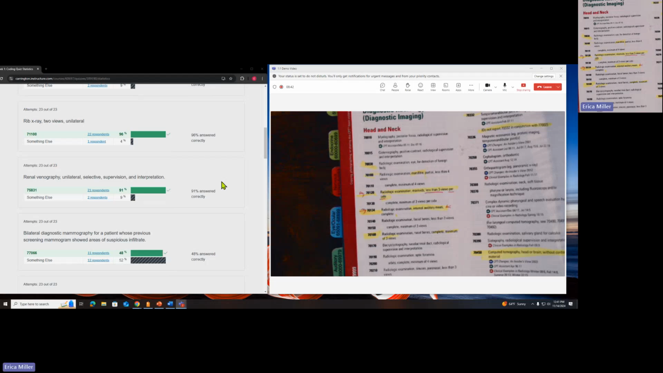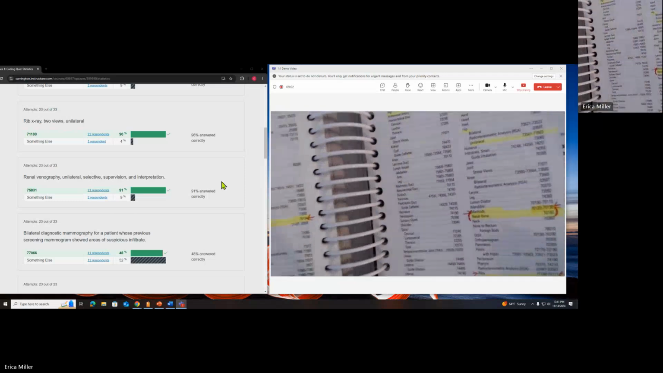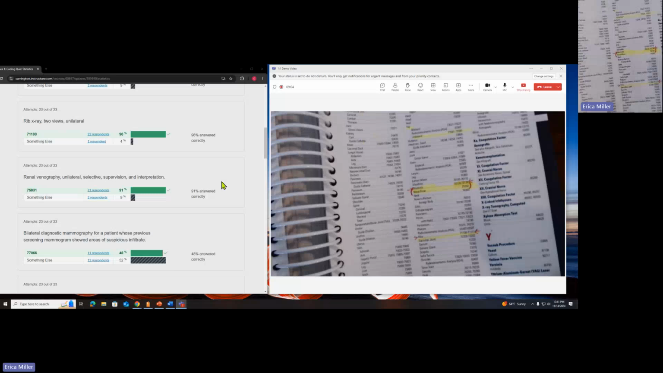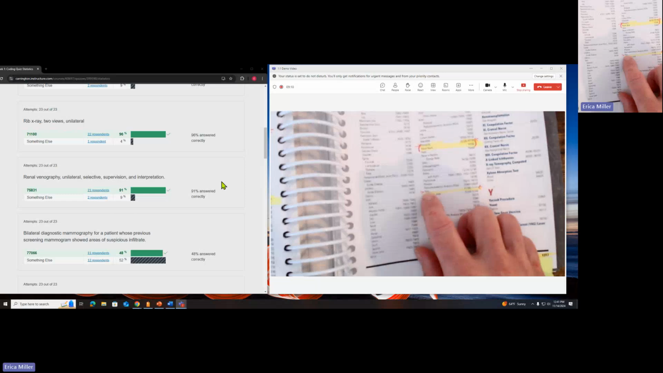Next up, we've got a rib x-ray, 2 views, unilateral. So again, asking yourself what the service or action is and anatomic site. So anatomic site is going to be the ribs. Action is x-ray. All right, once I get back over to my x-ray section, everything's alphabetical and I just start looking for my anatomic site. There's my ribs.